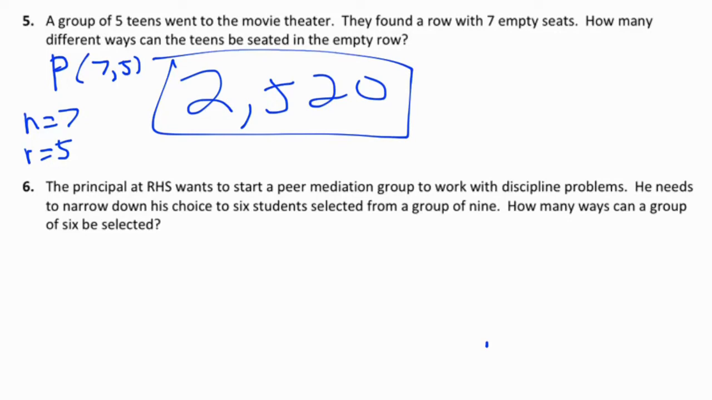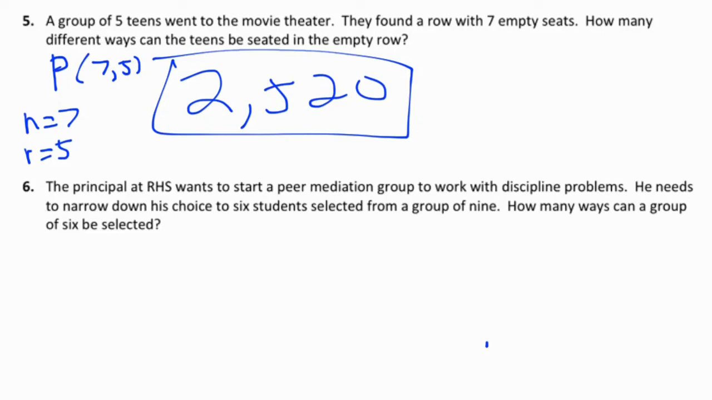And so now lastly on number 6, the principal of RHS wants to start a peer mediation group to work with discipline problems. He needs to narrow down his choice to 6 students selected from a group of 9. How many ways can a group of 6 be selected? So if I had 9 students, and if I took 6 of those out of that, how many different ways could I make that into those 6 group of kids?